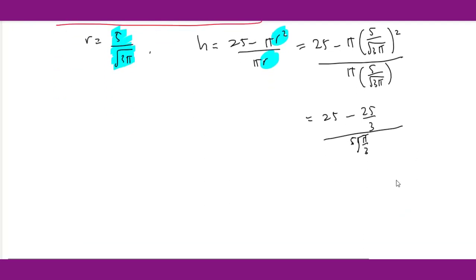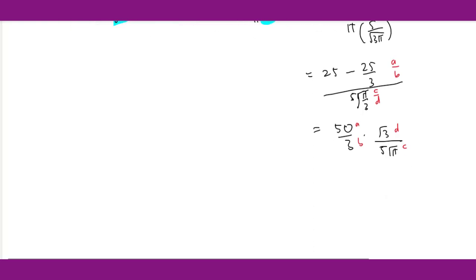The next step: 50 over 3 over 5 pi over root 3. This one, we equate the denominator and simplify. This one is A/B divided by C/D, which is A/B times D/C. Simplify. And this one cancels, 10 over root 3 pi. And this is h.